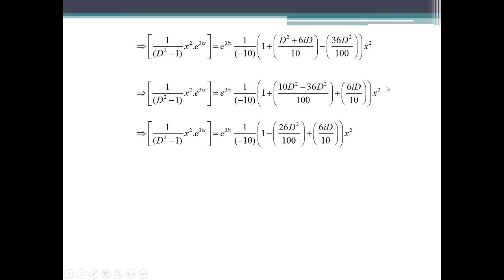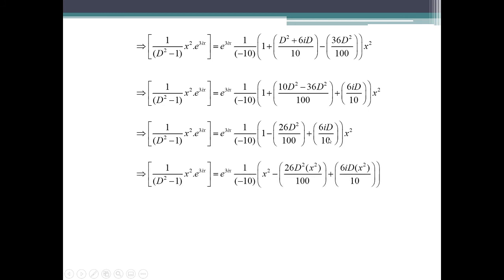Here we first write down this first value 1 as it is. After simplifying this we get 26 D square upon 100 and this term as it is. Now operate this x square on each term. Therefore e to the power 3ix into 1 by minus 10, then 1 into x square we write down here, then 26 D square upon 100 into x square and 6iD upon 10 into x square. Operate this x square on each term and simplify the terms.